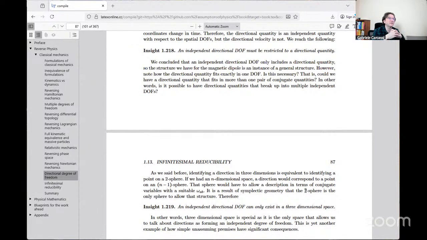Right, so in principle, let me think about it. So first of all, you could have a particle that in principle has two directional quantities. That's not a problem.